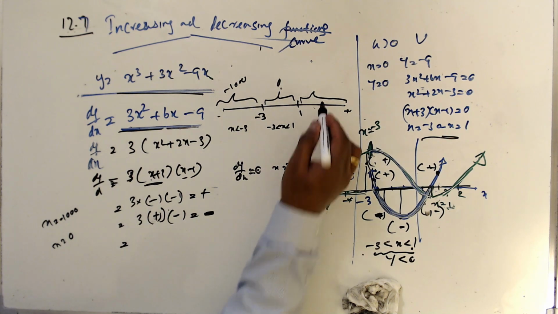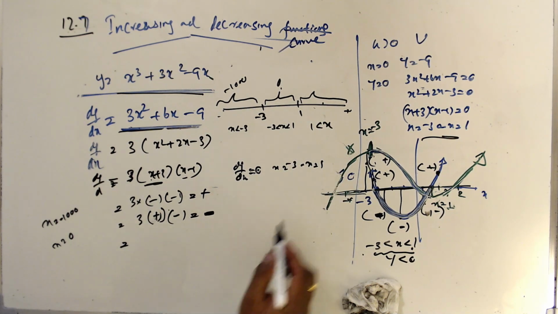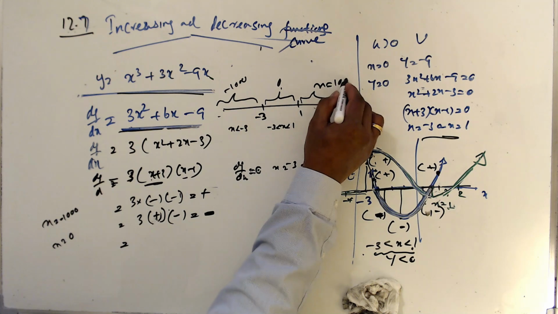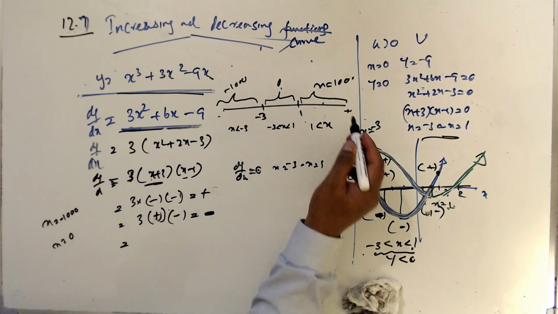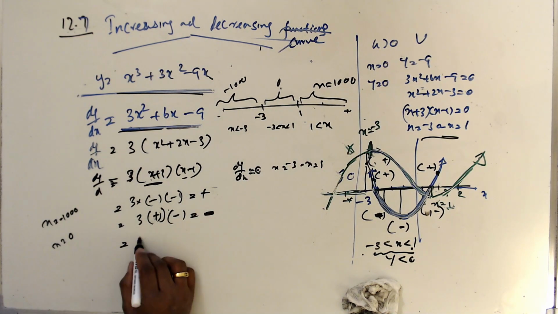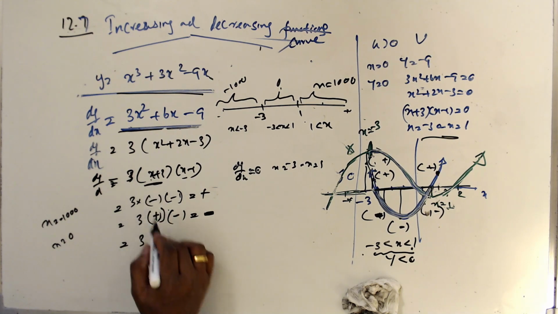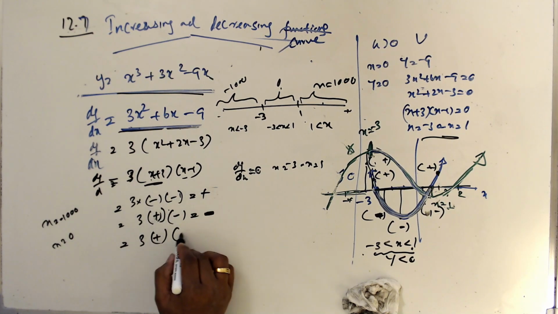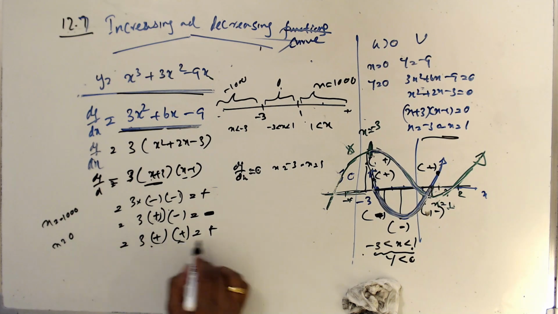And in here, take x equal 1,000. Is it less than 1? Yes. Greater than 1? Yes. So 3 times 1,000 plus 3 is positive. 1,000 minus 1 also positive. Positive times positive, positive.